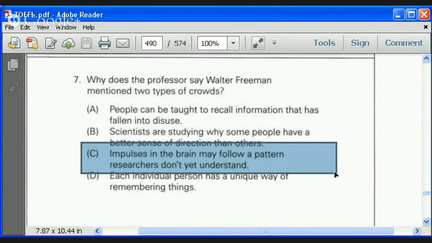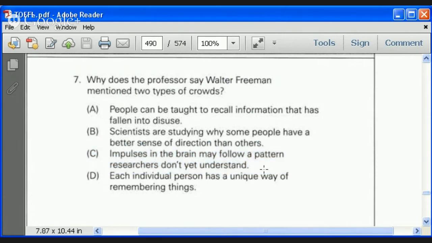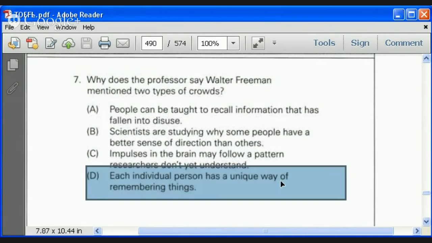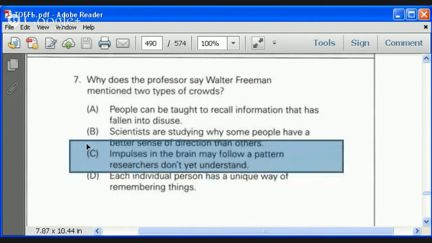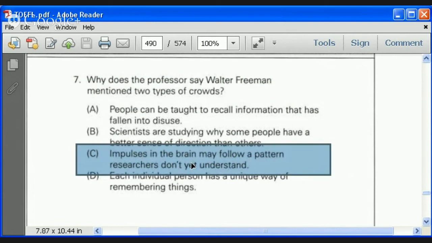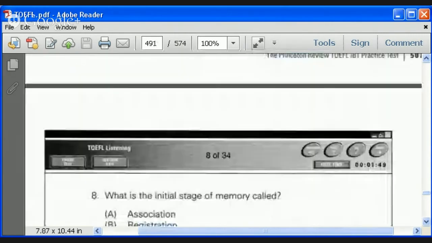Impulses in the brain may follow a pattern researchers don't yet understand. Well, there you go. The whole concept of the train station, and even though you don't know where everybody's going, they do. Okay, C looks extremely good. Again, got to check, always check. Each individual person has a unique way of remembering things. Well, no, that was not even close to his point. Thus, again, process of elimination and considering each answer, this is by far the best answer. C.